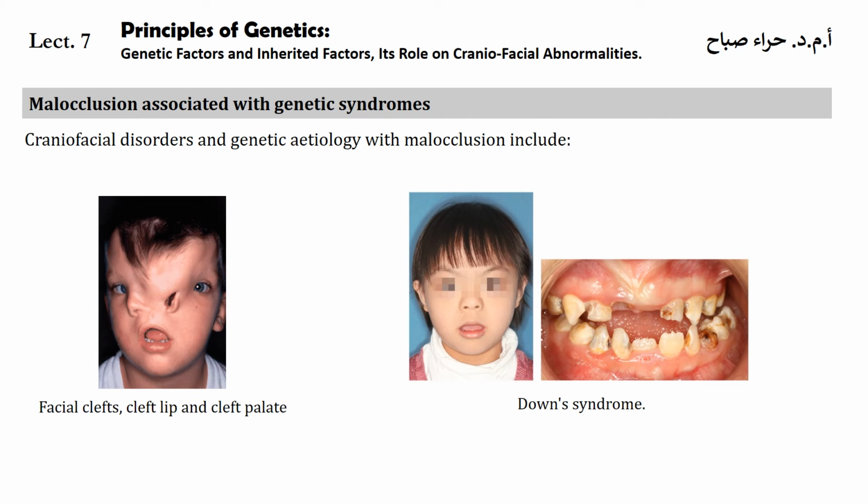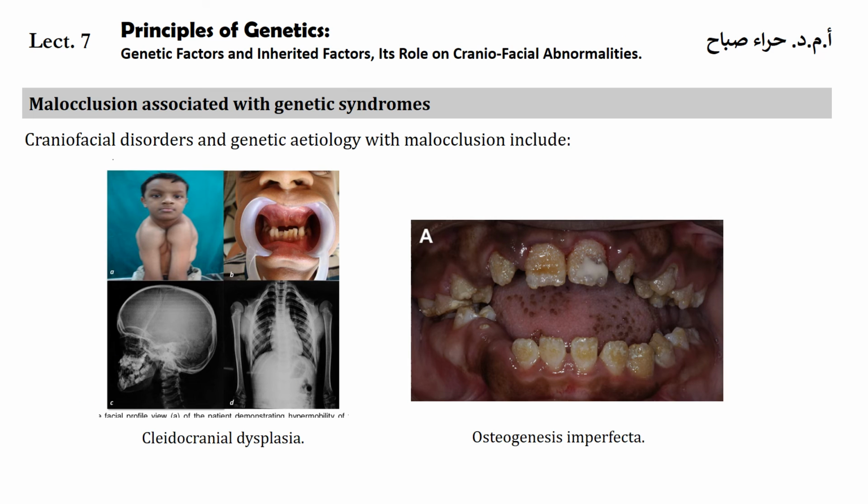Malocclusions associated with genetic syndromes. Many craniofacial disorders have a genetic etiology with malocclusion, including facial cleft, cleft lip and palate, Down syndrome, cleidocranial dysplasia, and osteogenesis imperfecta. All these syndromes are associated with different types of malocclusion. Therefore, this is mainly due to an autosomal dominant trait.